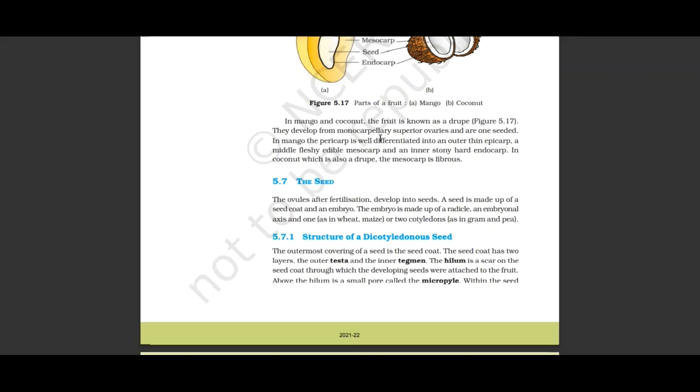They develop from monocarpellary superior ovaries and are one-seeded. In mango, the pericarp is well differentiated into an outer thin epicarp, a middle fleshy edible mesocarp, and an inner stony hard endocarp. In coconut, which is also a drupe, the mesocarp is fibrous.